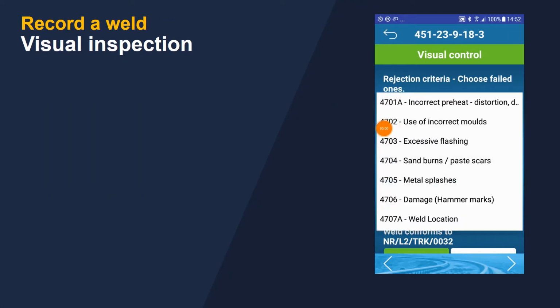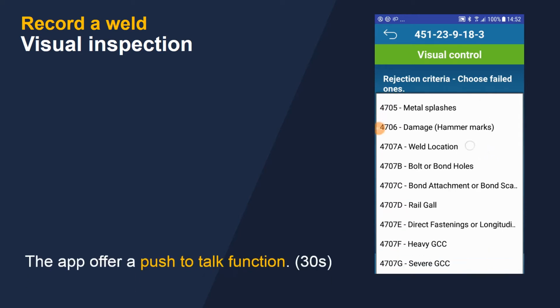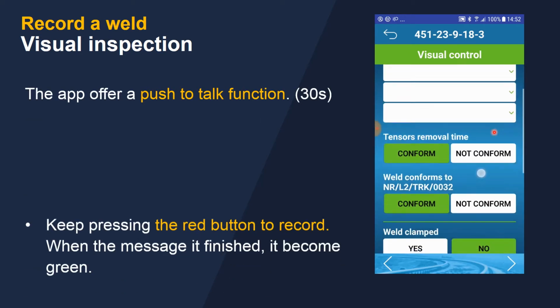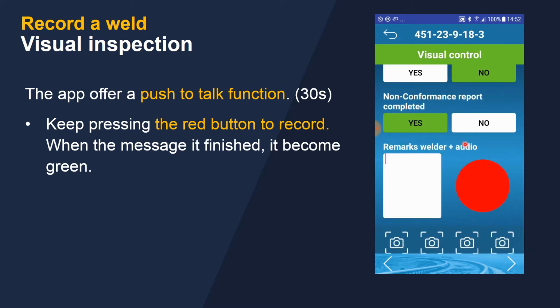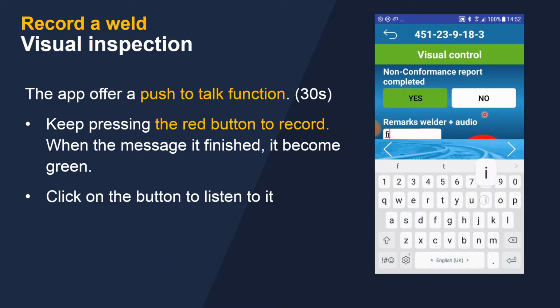To simplify the explanations, the app offers a push-to-talk function. Keep pressing the red button to record. When the message is finished, it becomes green. You can click on the button to listen to it, or press for 3 seconds to erase it.